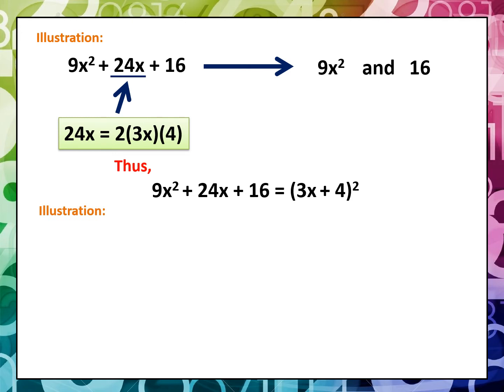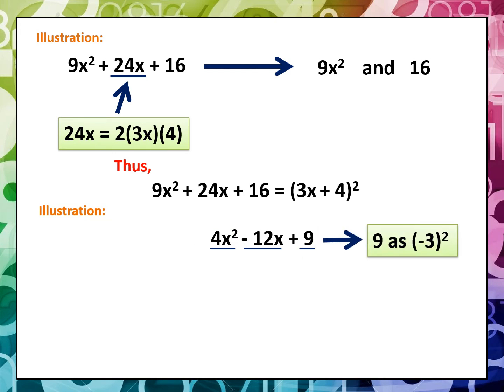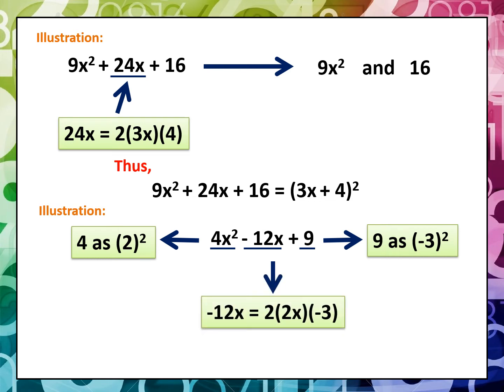For another illustration, in the trinomial 4x squared minus 12x plus 9, the first and the third terms are perfect squares. Since the middle term is negative 12x, we consider 9 as negative 3 squared and 4x squared as 2x squared, and negative 12x is equal to 2 times 2x times negative 3. Hence, we have 4x squared minus 12x plus 9 is equal to 2x minus 3 squared.